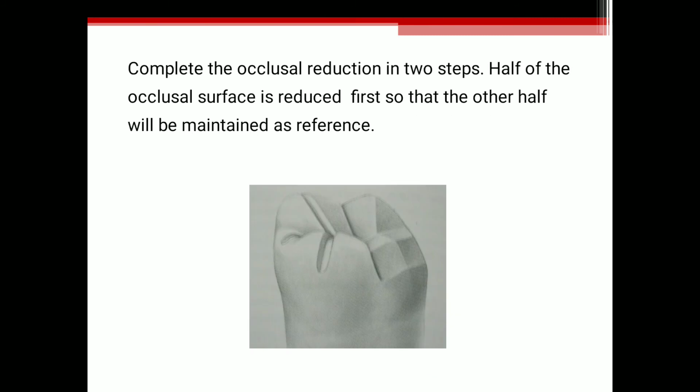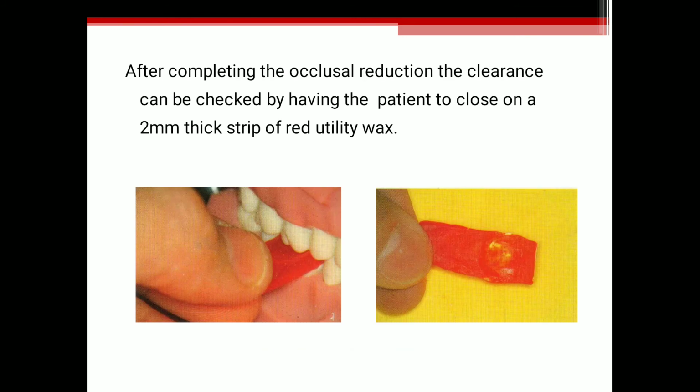Then complete the occlusal reduction in 2 steps. Half of the occlusal surface is reduced first so that the other half will be maintained as a reference. You can see in the picture how it is done. Then after completing the occlusal reduction, the clearance can be checked by having the patient close on a 2 mm thick strip of rigidity wax. This is one way to check the occlusal clearance: keep your rigidity wax and check the occlusal reduction after you finish.